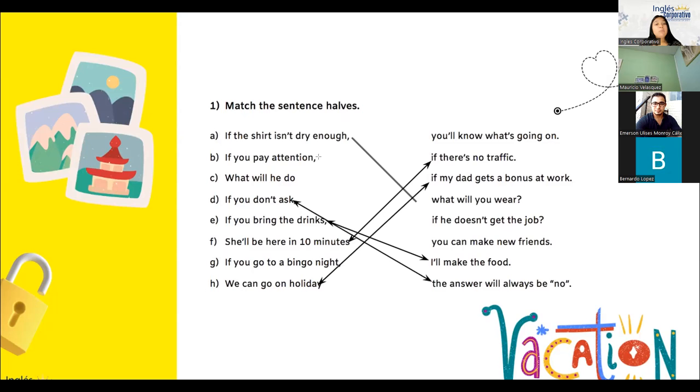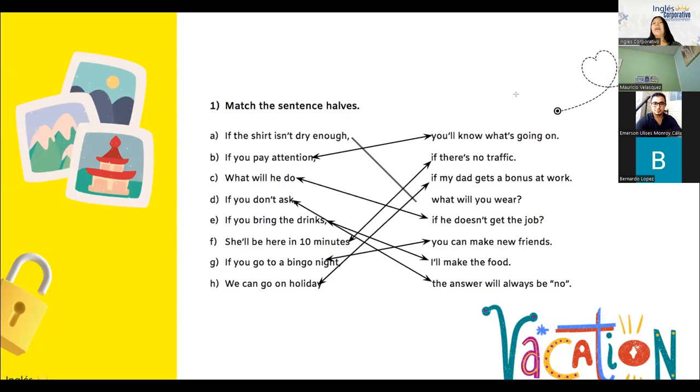Now, if you pay attention, okay, if you pay attention, you will know what's going on. Okay, what will he do if he doesn't get the job? What will he do? Letter G, if you go to a bingo night, you can make new friends. All of those sentences are in the first conditional.